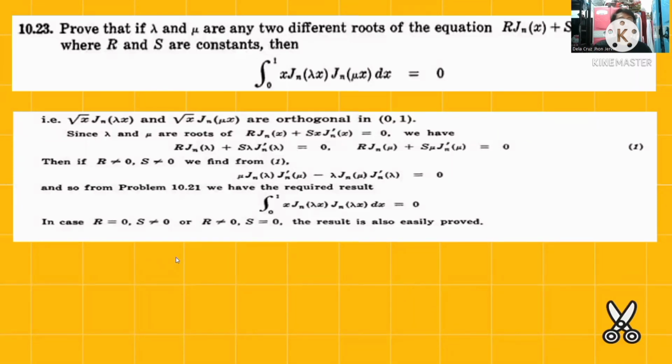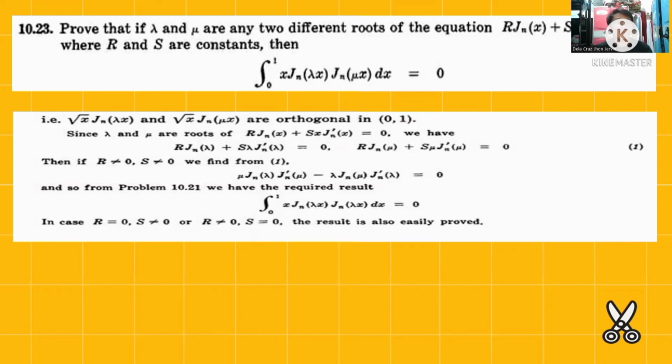Prove that if lambda and mu are two different roots of the equation r J sub n of x plus s x J sub n prime of x equals 0, where r and s are constants, then the integral from 0 to 1 of x J sub n of lambda x times J sub n of mu x dx equals 0. That is, square root of x J sub n of lambda x and square root of x J sub n of mu x are orthogonal in (0, 1).